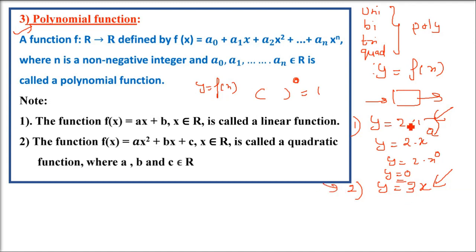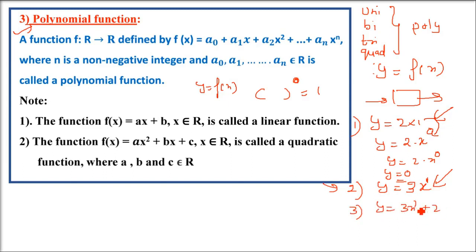We'll try to look at these graphs. We have seen the constant graph. It's just a straight line which is parallel to the x-axis, y equals 2 or y equals 2x to the power 0. Now this is y equals 3x. This is a linear function.